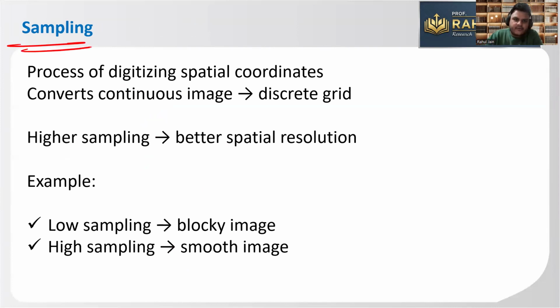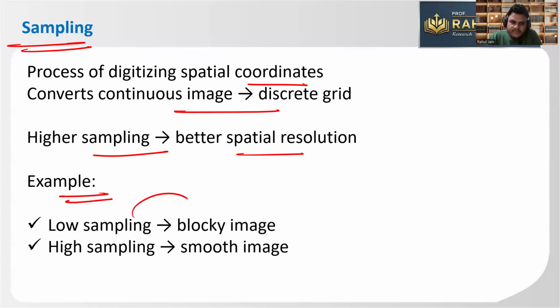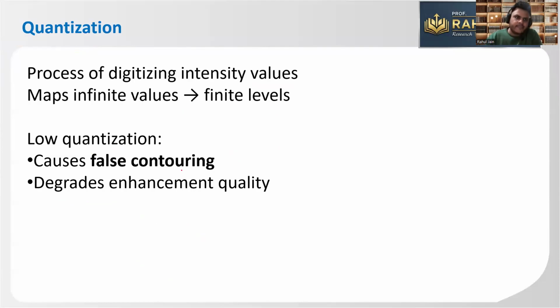Now, sampling. Sampling is the process of digitizing the spatial coordinates. It converts continuous images into discrete grids, and higher sampling means better spatial resolution. For example, low sampling gives a blocky image, and high sampling gives a smooth image. Quantization is the process of digitizing the intensity values. It maps infinite values to finite values.